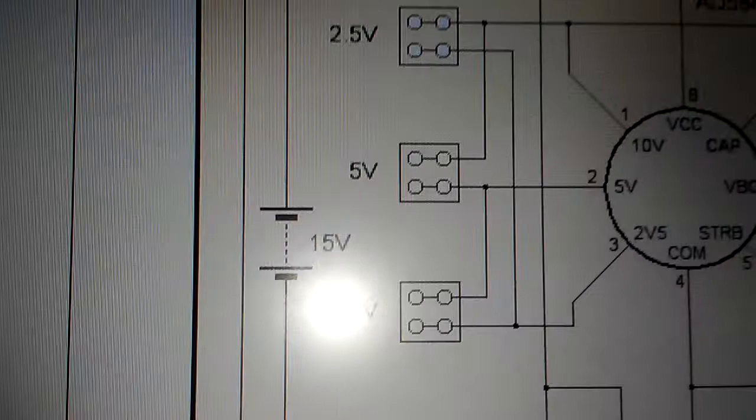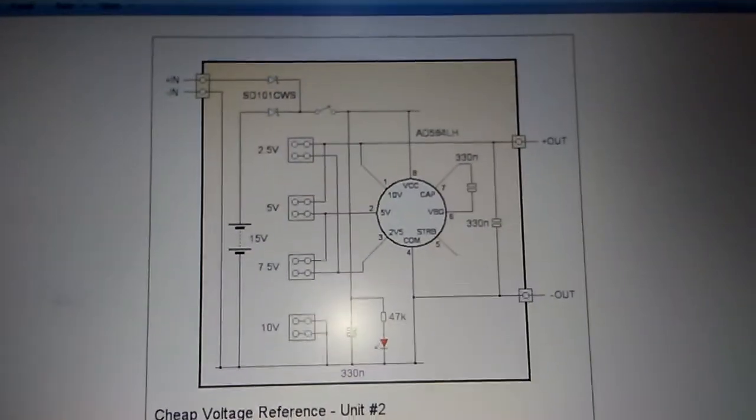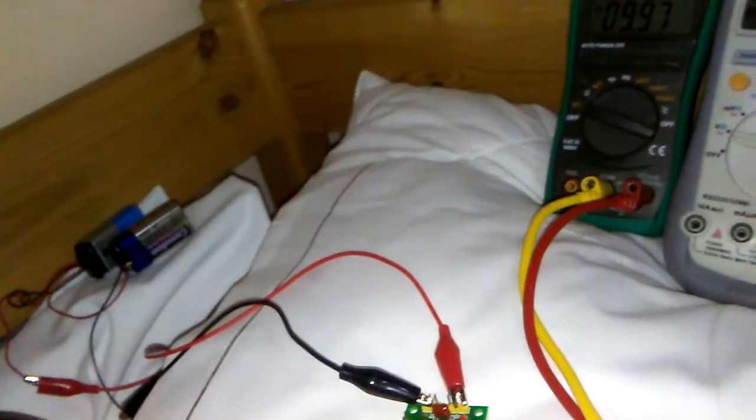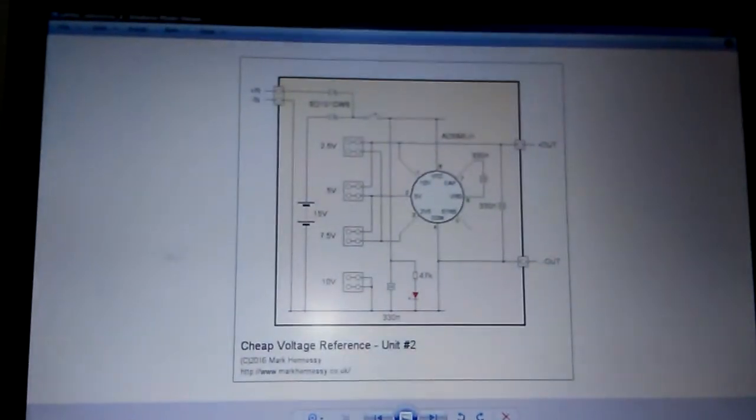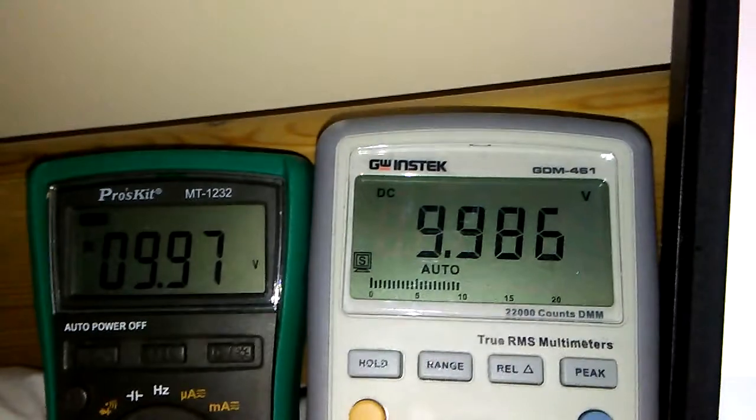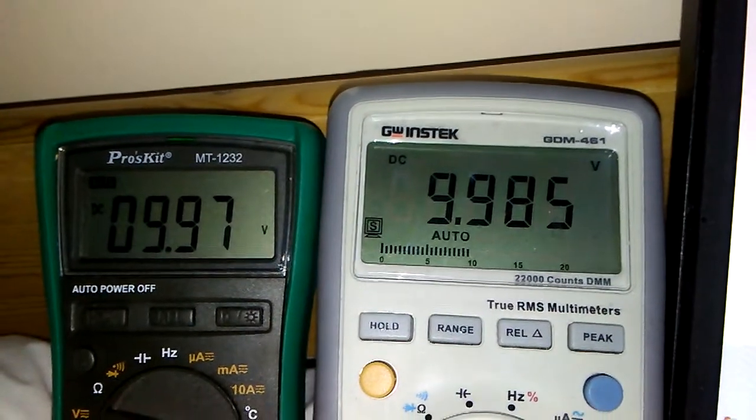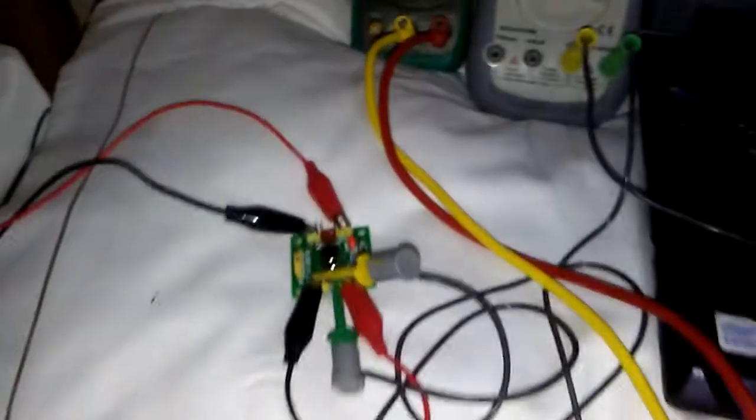For the input voltage, 15 volt is good enough. It's better to use 2 series 9 volt batteries, and this is 9.985.